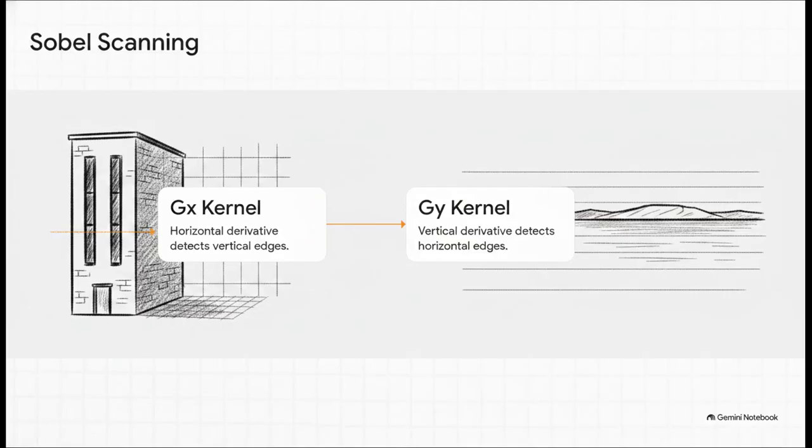So how does the computer actually apply this? It's basically a two-step scanning sweep. Step 1, the computer takes that gx kernel we just looked at and literally slides it over every single pixel in your image, left to right, top to bottom. This calculates the horizontal derivative, which effectively highlights all the vertical edges. Think like the straight vertical sides of a skyscraper. Step 2, it does the exact same thing but with the gy kernel. It slides it across to calculate the vertical derivative, locking onto all the horizontal edges, like the horizon line.